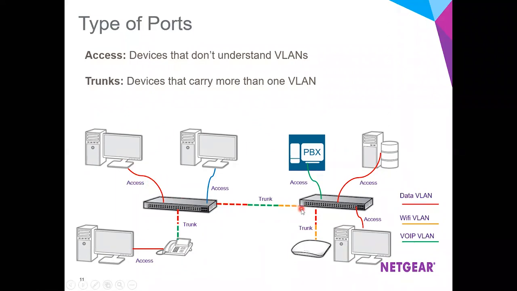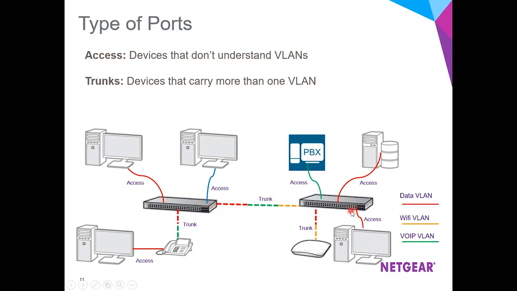Otherwise, when this packet arrives here, we will know that it's a tagged packet because it comes tagged, and it will be sent to the access VLAN. So that's why we need the tag in the trunks. Trunks mean that we need to tag the port because we need to identify, and untag means that we don't need to identify.